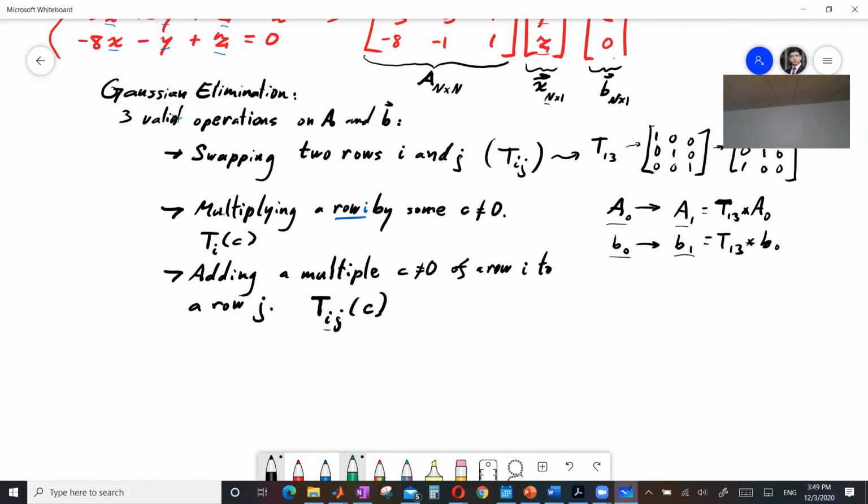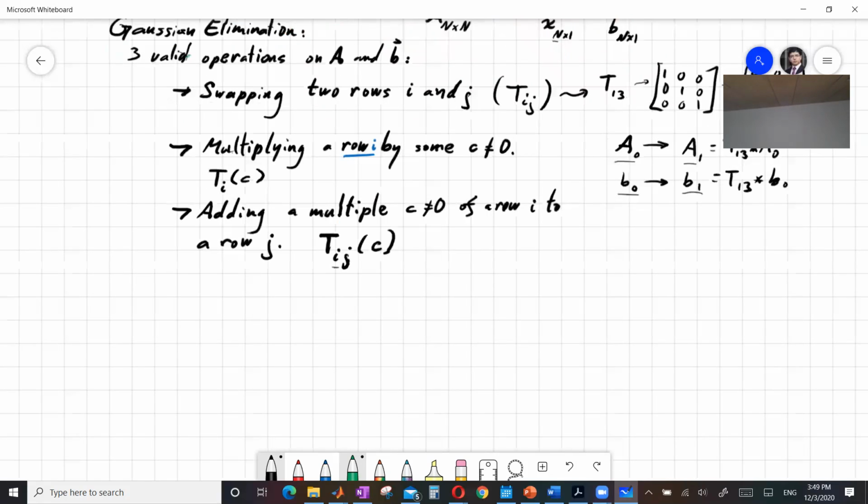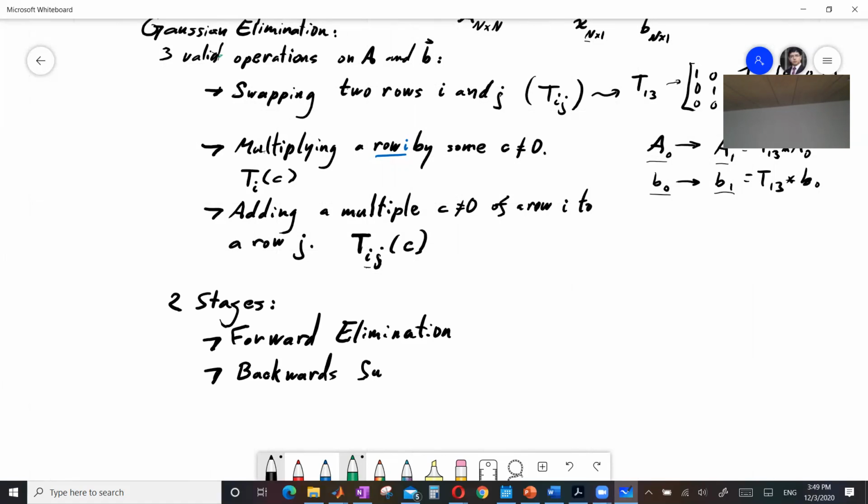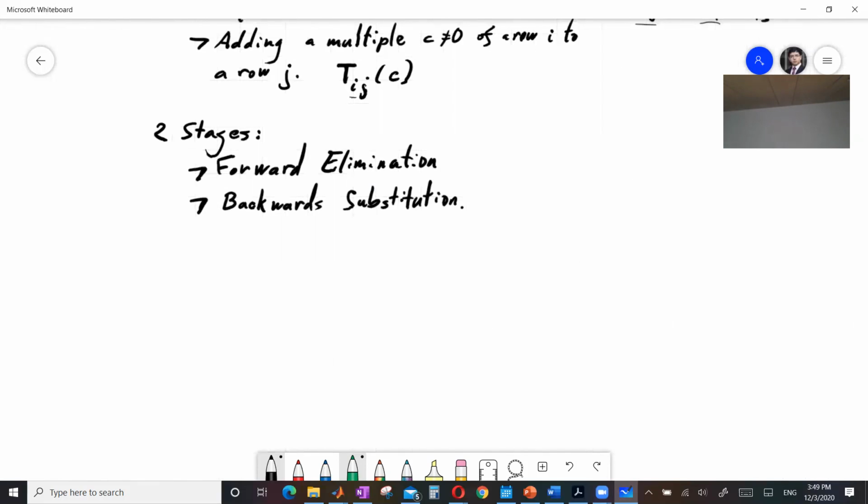Okay, so having defined these three valid operations, let's go into the actual algorithm. The algorithm has two steps or stages. The first one is forward elimination. And the second one is backwards substitution. Okay, so let's go over the first one, forward elimination.